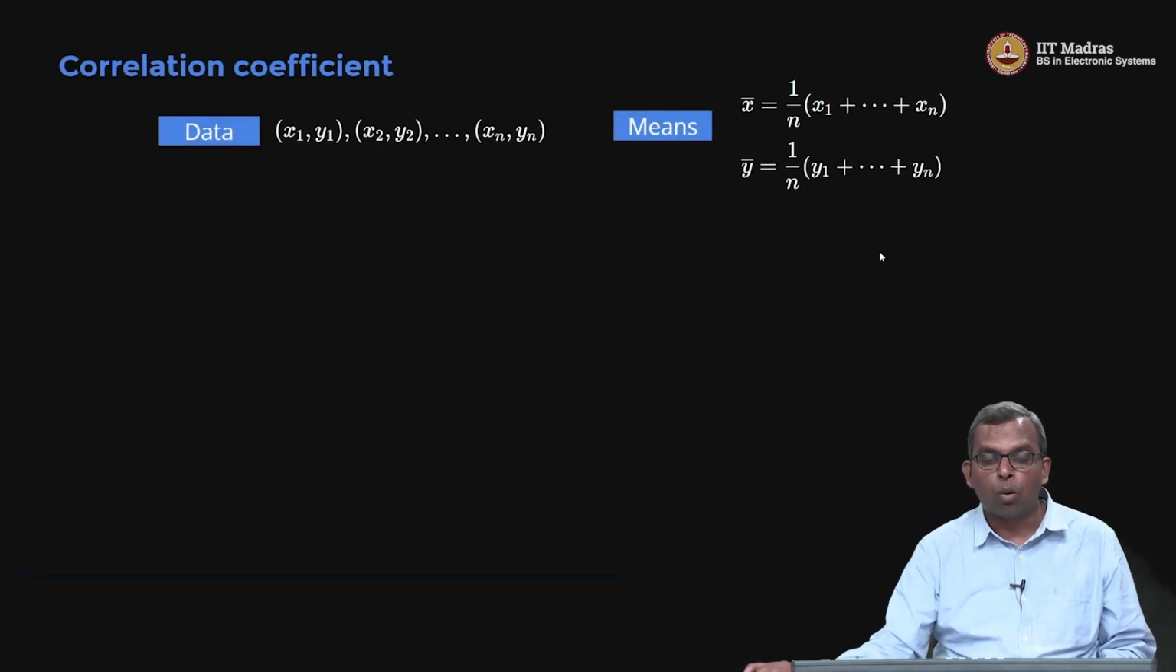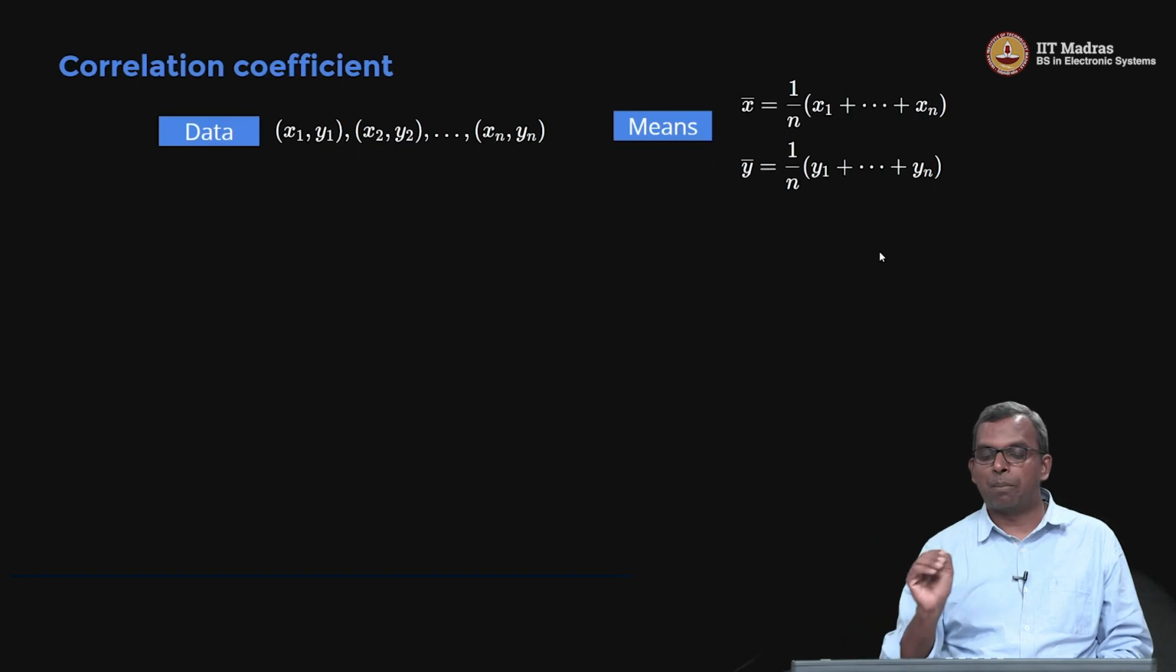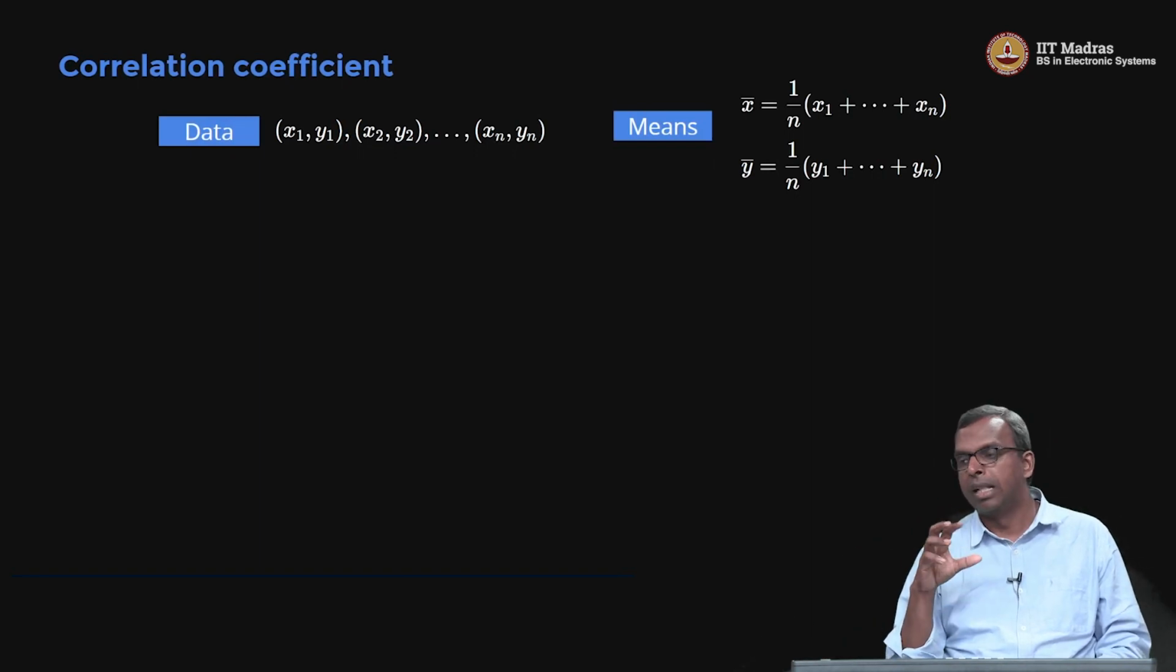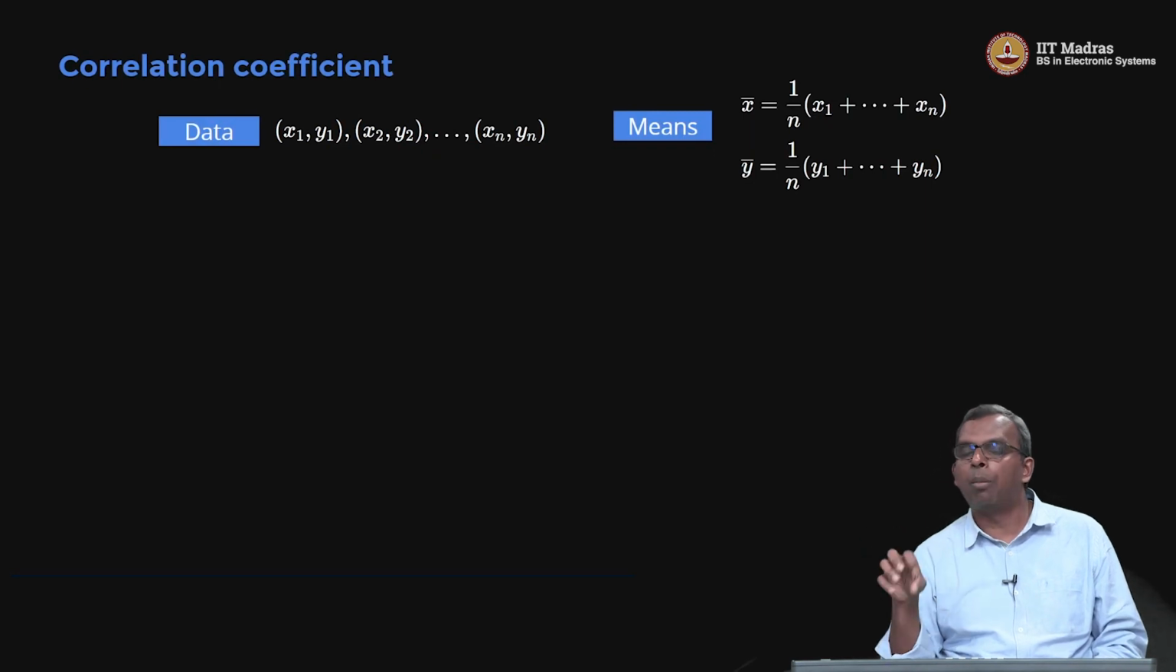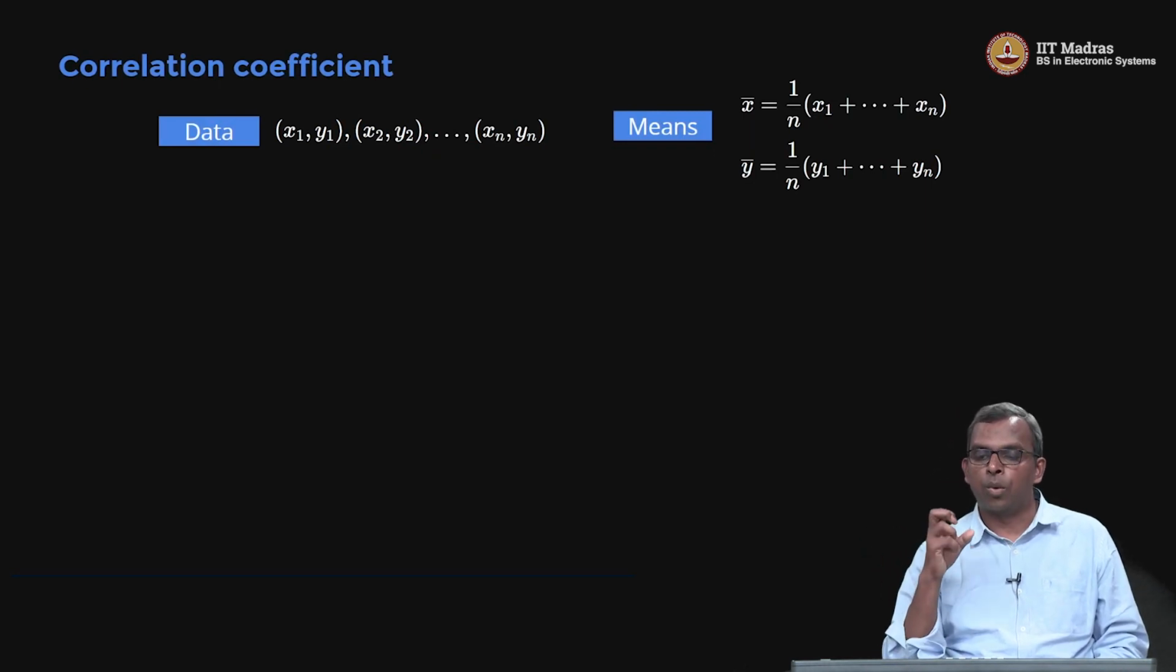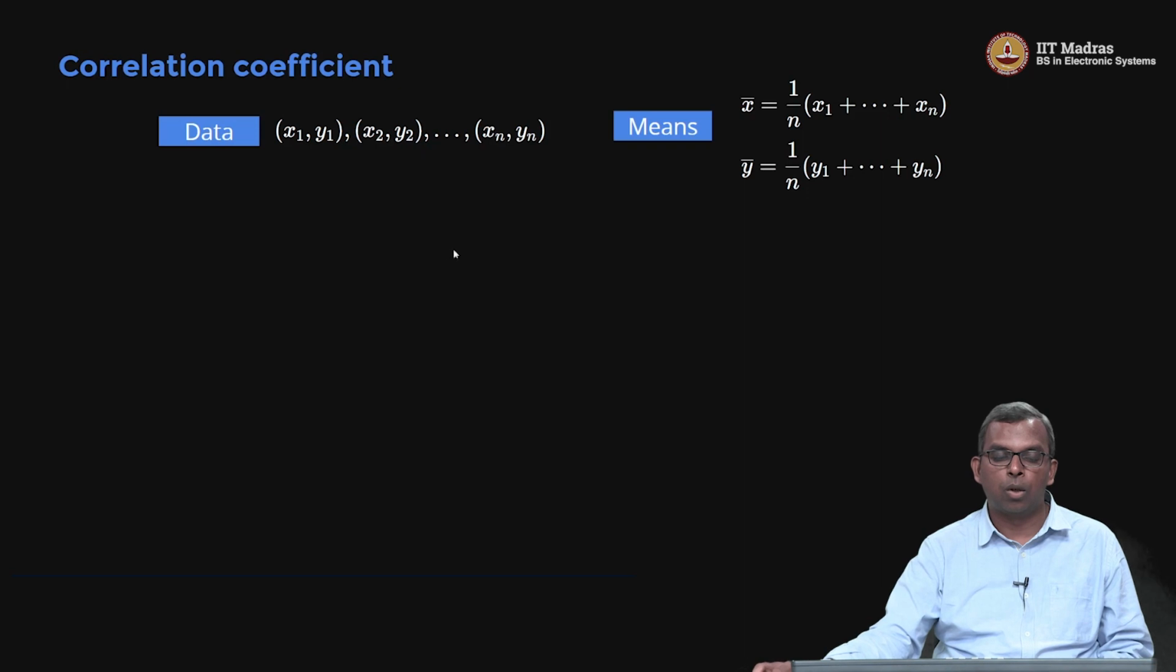Okay. So now we're ready to move one step ahead and define something called the correlation coefficient. Now this is going to centralize the data and then normalize with the mean, with the variance, so that you get a very good measure of the correlation. Okay. So once again we start with data.